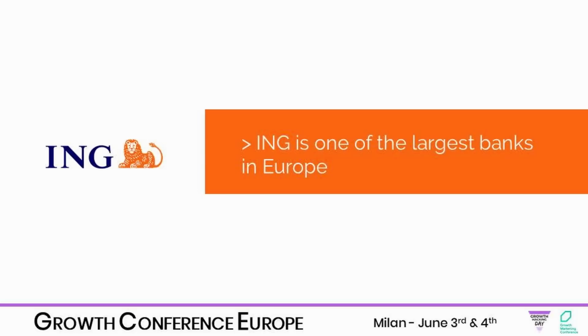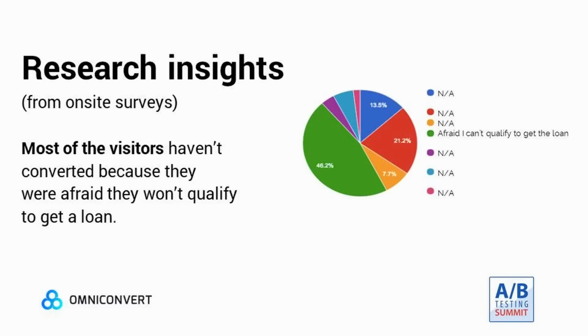And let me take a look at ING. So ING is one of the most important banks in Europe. And let me show you how this experiment changed completely the outcome based on changing the frame. So after the research insights made with Omniconvert with on-site surveys, they realized that most of their visitors haven't converted because they were afraid that they won't qualify for getting a loan.